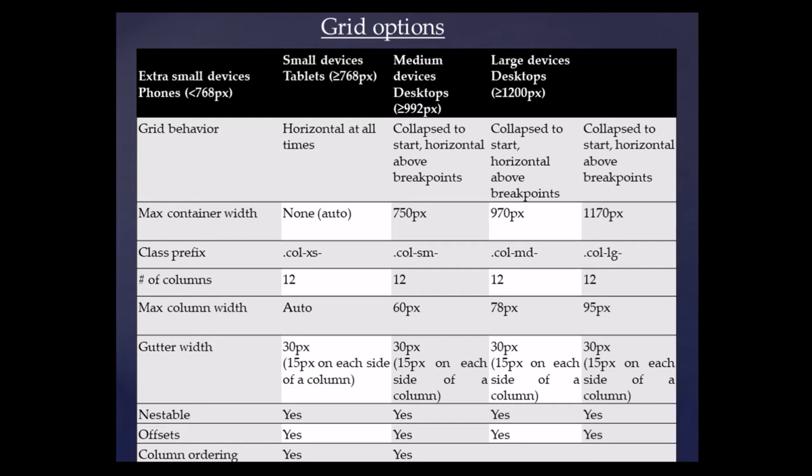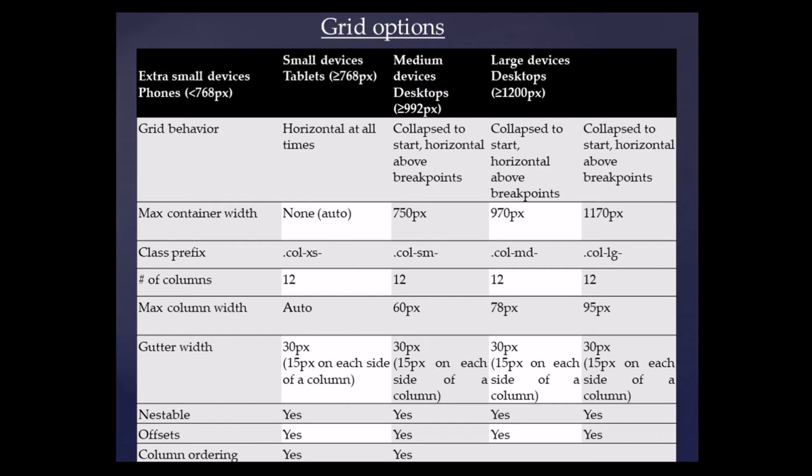Grid behavior: horizontal at all times. This is very important. Look at this table to understand what it is. Basically it's saying that if your device is smaller than 768 pixels, then you can use the prefix .col-xs-. This is a class prefix which we have seen earlier also in the second slide, where it was .col-xs-4.